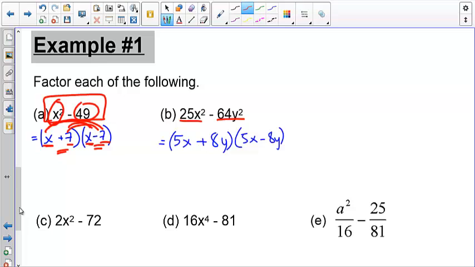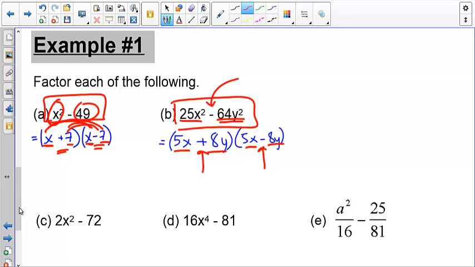So your first term is going to be 5x because the square root of 25x squared was the 5x. Your second term is going to be 8y because that's the square root of 64y squared. Because, again, this is a difference of squares, there's a minus right in the middle there, you're going to have a plus sign and a minus sign inside of your set of brackets. And trust me, if you'd like to pause, you can go ahead and do FOIL of my answer in blue there, but it is actually equal to what's above.